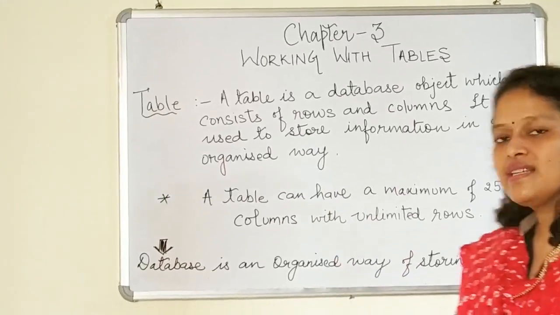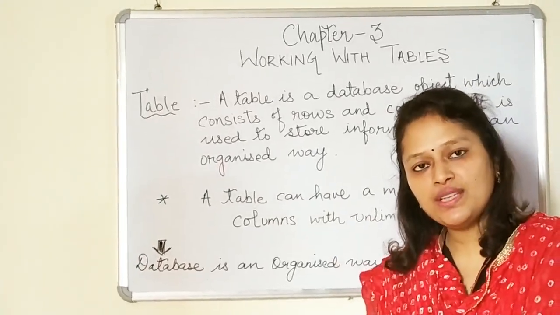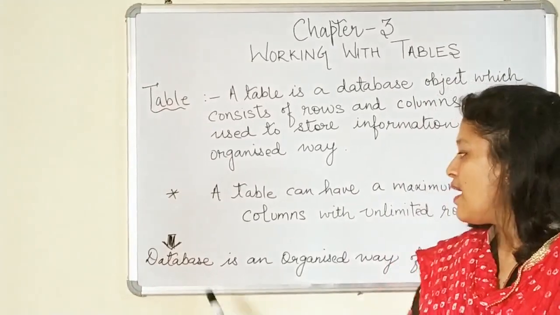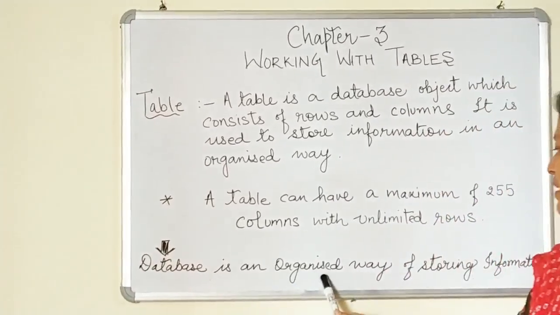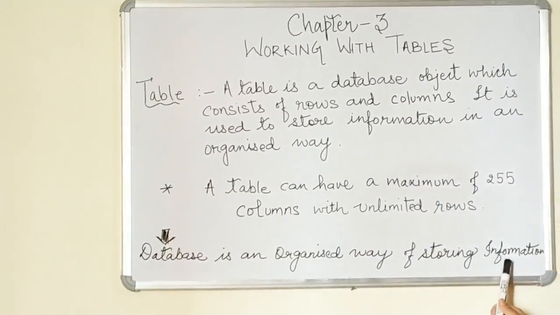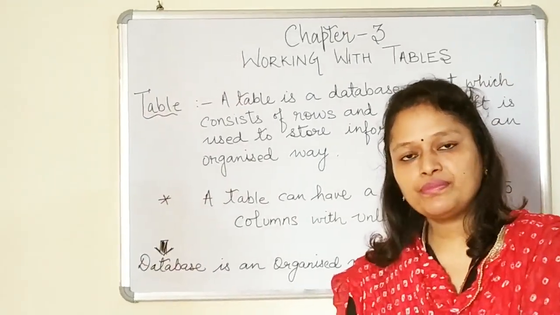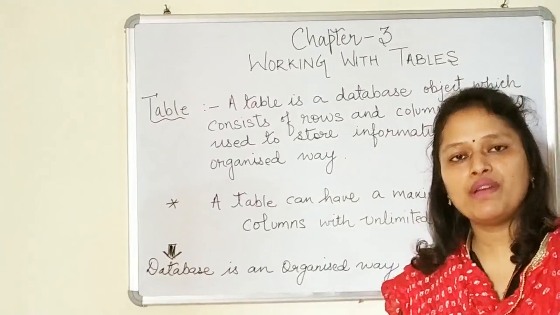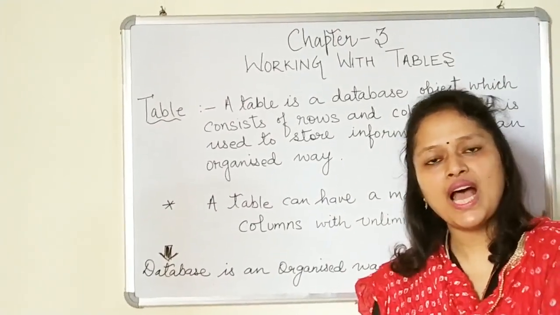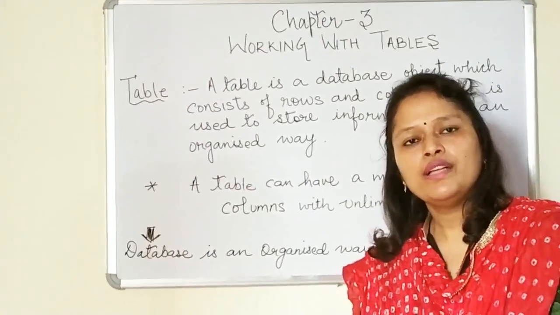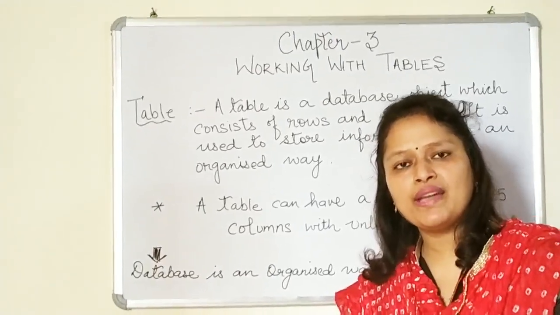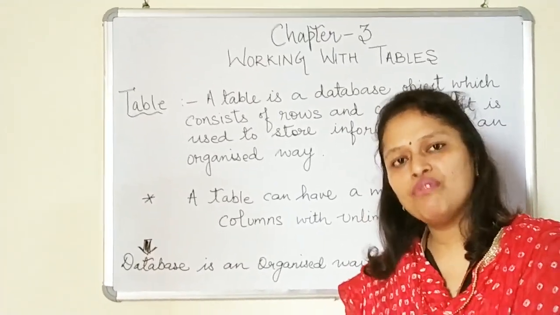Now, what is a table? It is a database object. You know what is a database? Database is an organized way of storing information. Now, children, you know what is the information? Okay, suppose you have a student record. You have names of students, class, section, their marks, their roll number, their phone number, their parents' name, their address. This is a kind of database.